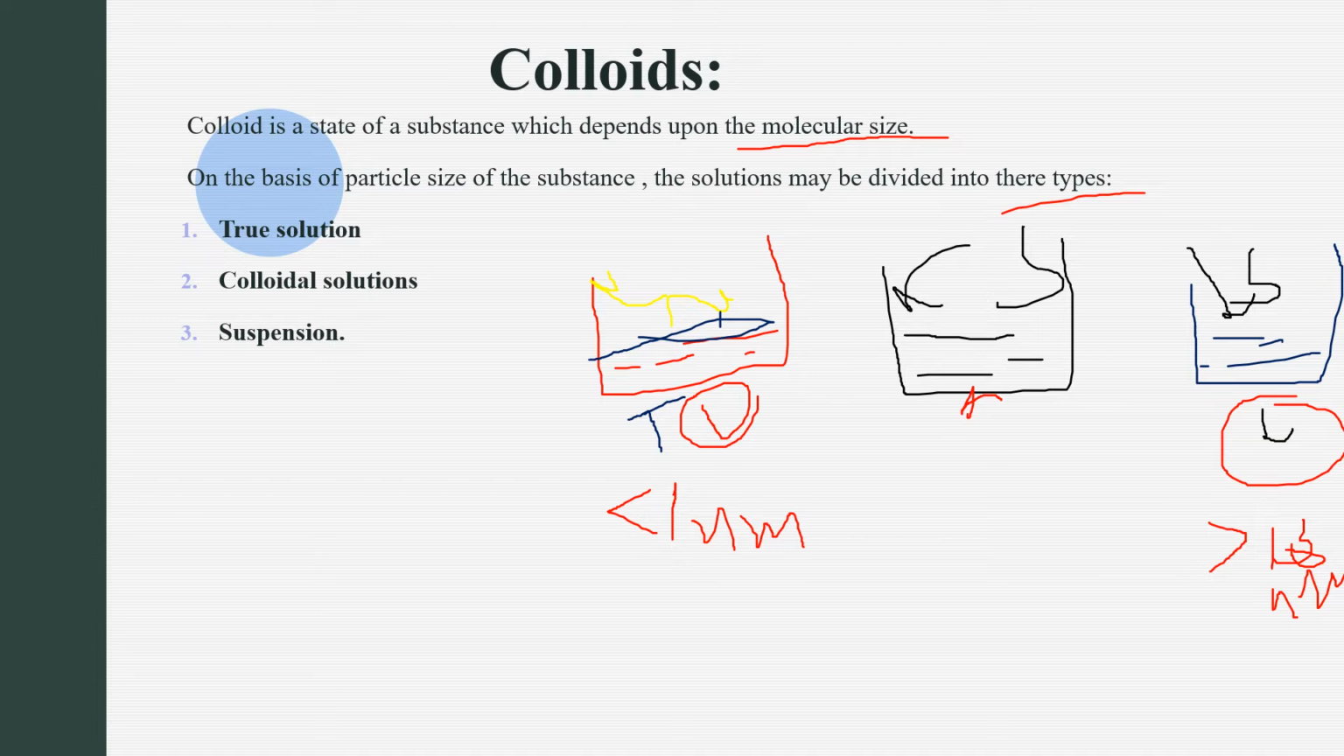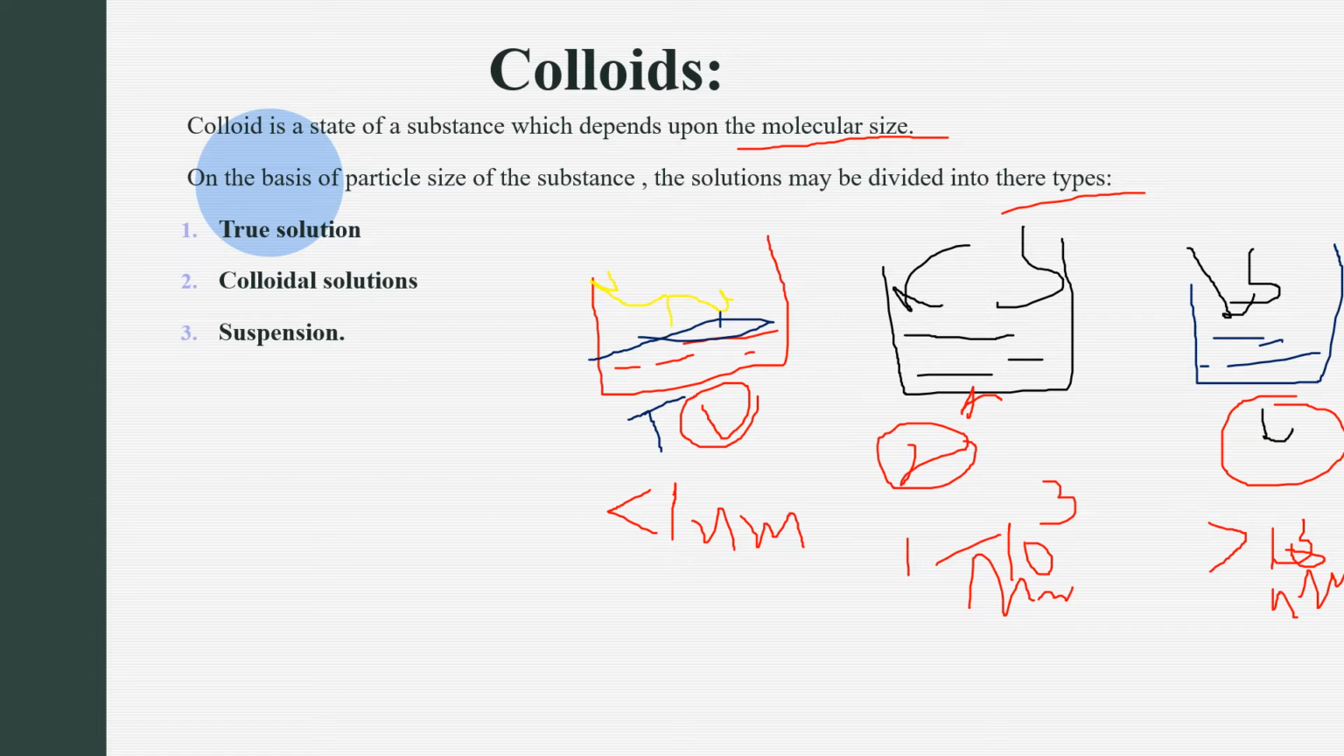Now if we come to the other beaker, where we added starch molecules, the particle size will lie in between 1 to 1000 nanometer, 1 to 10 to the power 3 nanometer. It means such type of solutions are known as colloidal solutions.